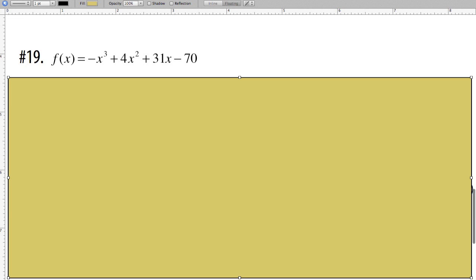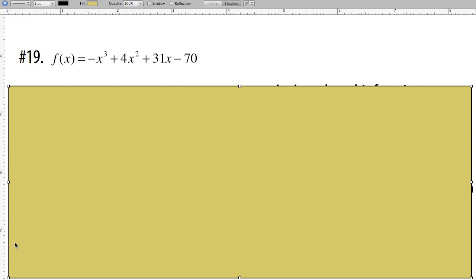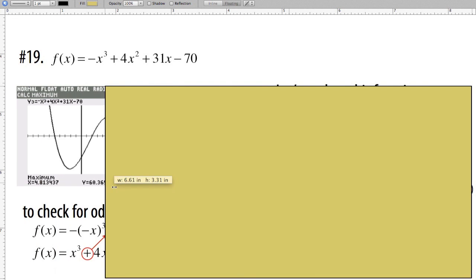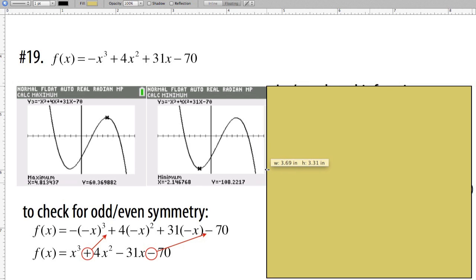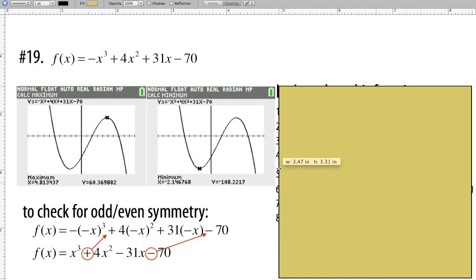But basically, this is what you're going to need to be able to do. Be able to look at a graph, to analyze the whole thing, and maybe do kind of what we did earlier with, if I gave you the roots, can you give me back the actual equation of the polynomial? All right, so number 19, f of x equals negative x cubed plus 4x squared plus 31x minus 70. We're going to graph this one, and so you can see here, this is the graph.